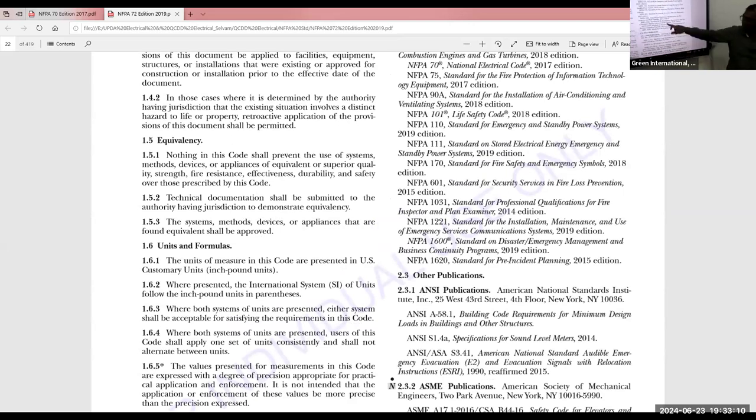That's why I told you: first you search NFPA 72. If you are not able to get the answer from 72, then go to 101. If you are not able to get it from 101, you go to 5000. So mostly you get the details from these standards only.